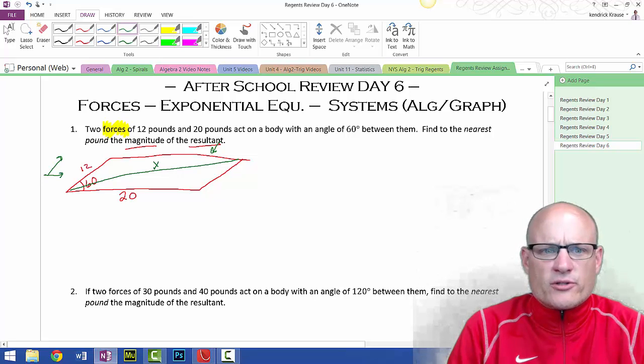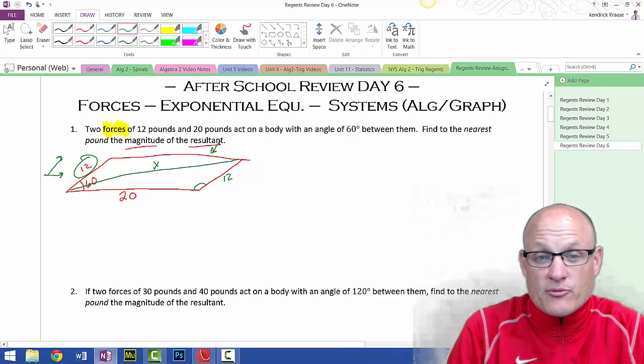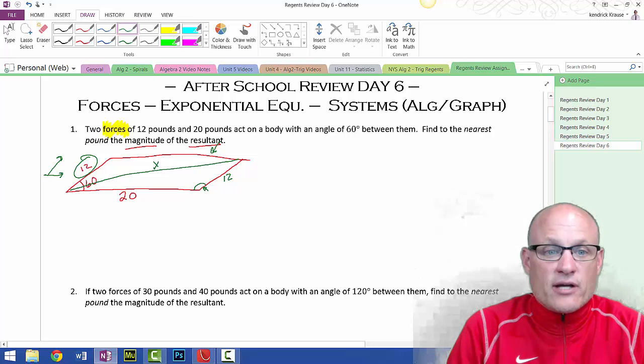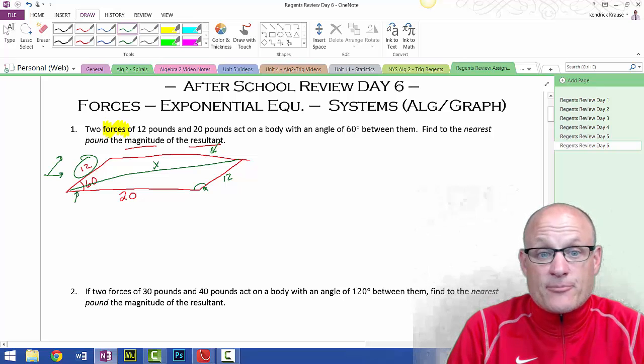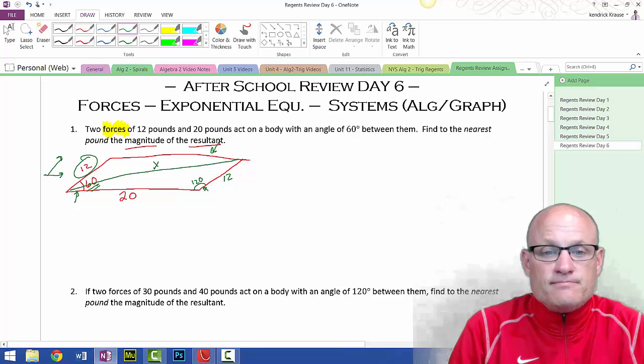We've got a little bit of work to do. If this side is 12, then this is 12, because I'm going to work in this triangle down here. I need this angle as well, and that's the trick to these problems. This angle and this angle are supplementary, which means they add up to 180 degrees. So if this is 60, then this is 120. Now I want to find X.